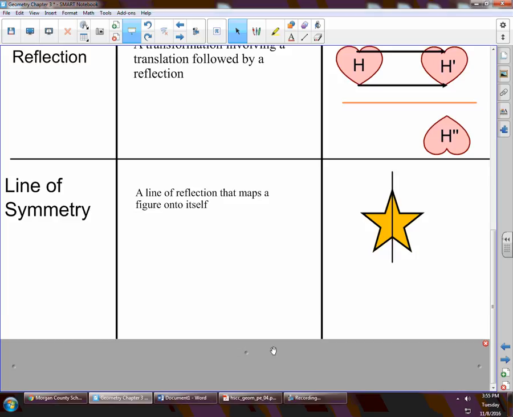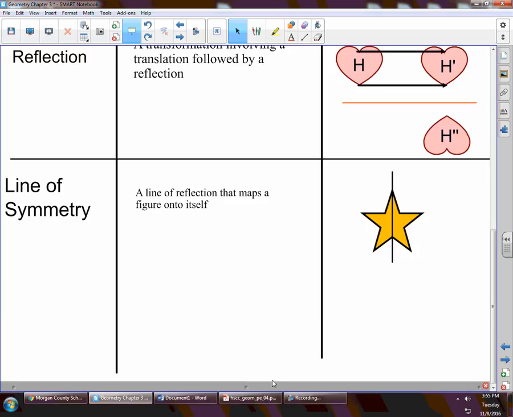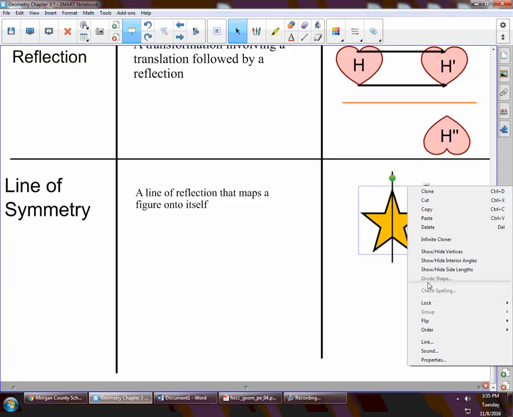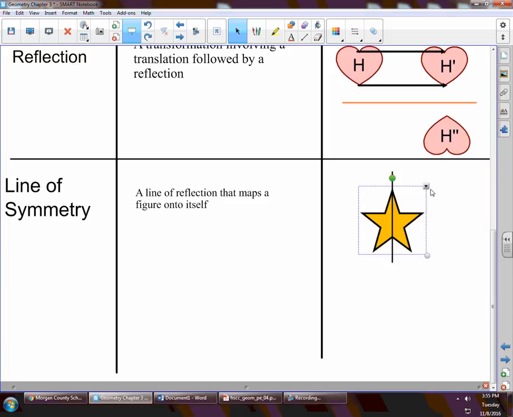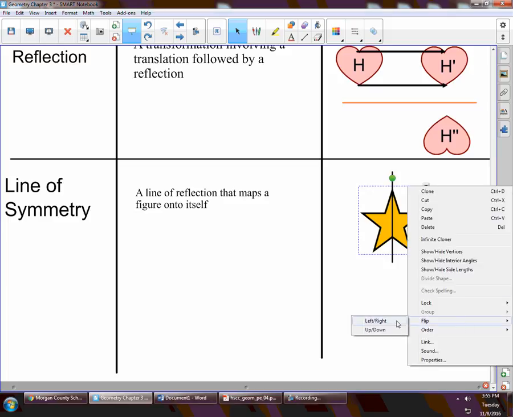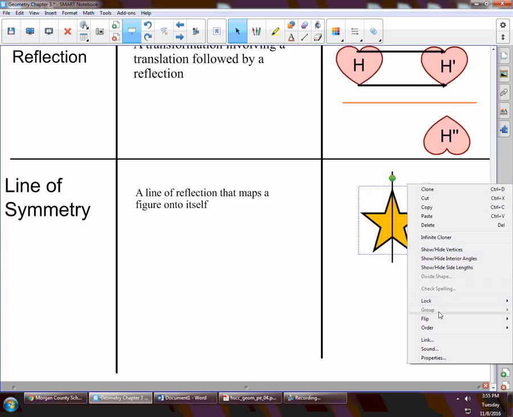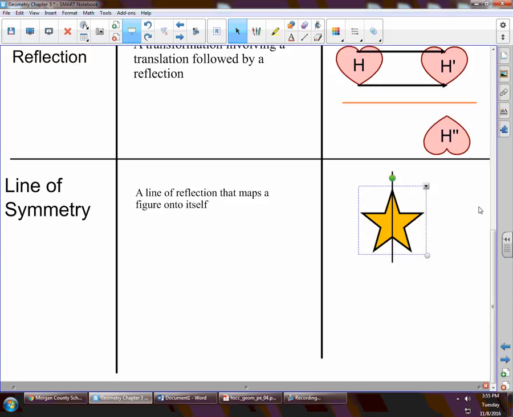And finally, we're going to finish up with a line of symmetry. A line of symmetry is a line that maps a figure onto itself. So this line that we see is a line of symmetry right here. What that means is if it's going up and down right here, this line of symmetry, and I were to reflect or flip this left or right across the line of symmetry, notice that nothing happens. It looks like the same image. Left and right, I can do it as many times as I want. Flipping it left and right, it's the same image.